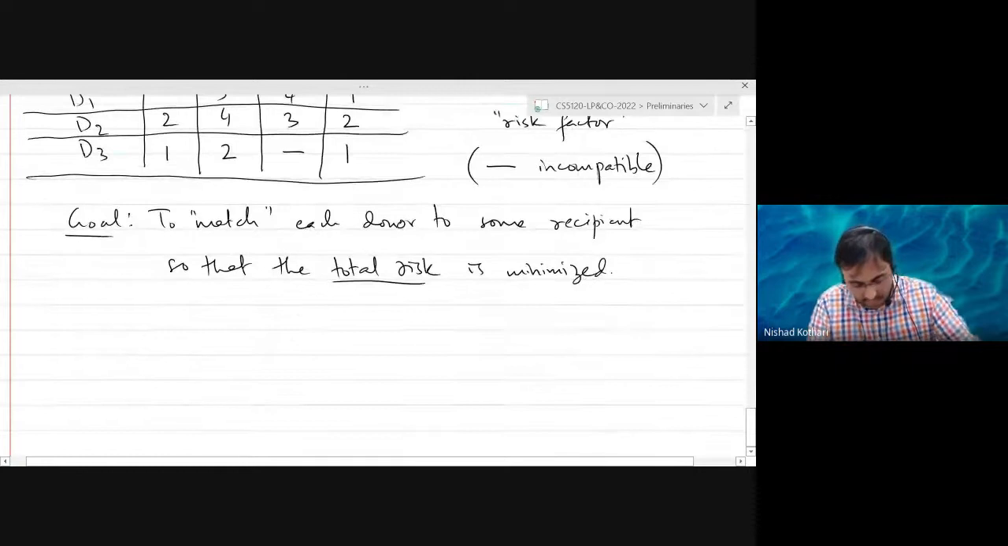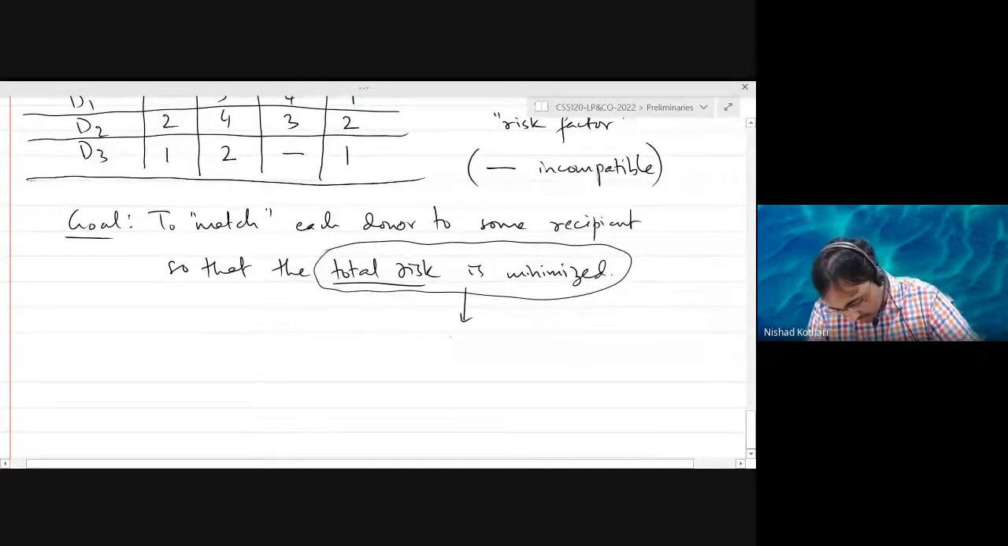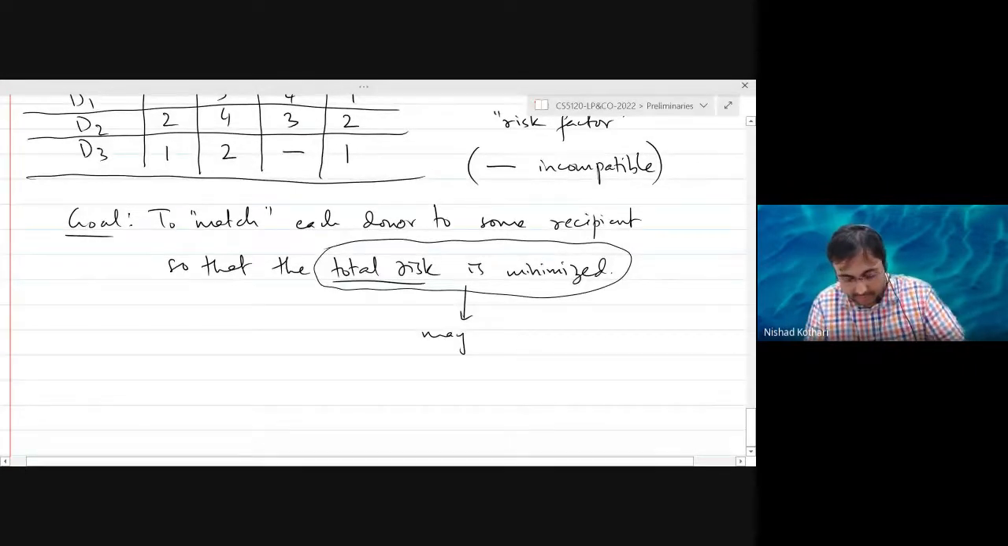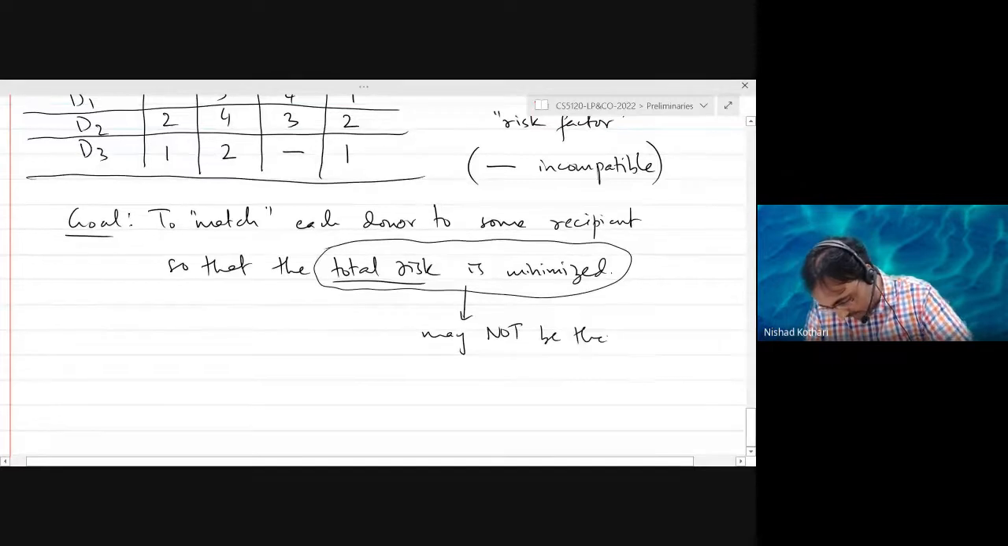Okay, and I want to mention explicitly here that this may not be the best decision from a medical or a biological or a humane point of view, right? But that's an aside.